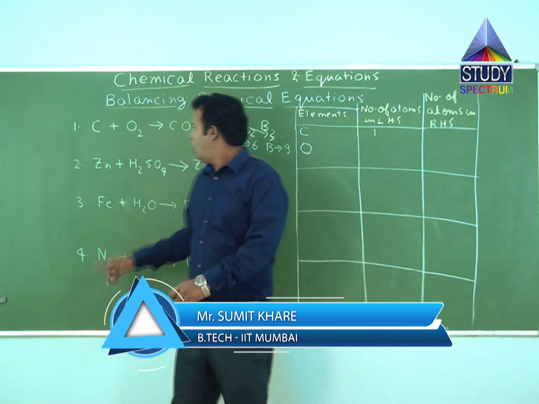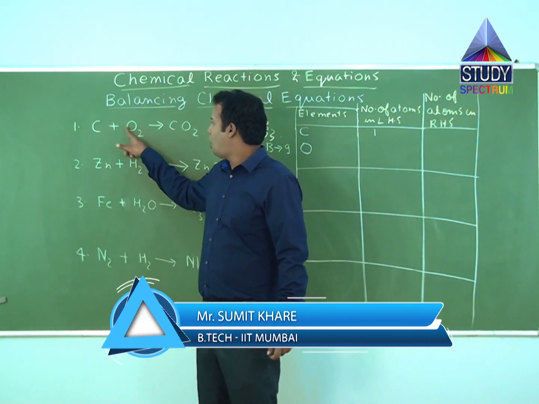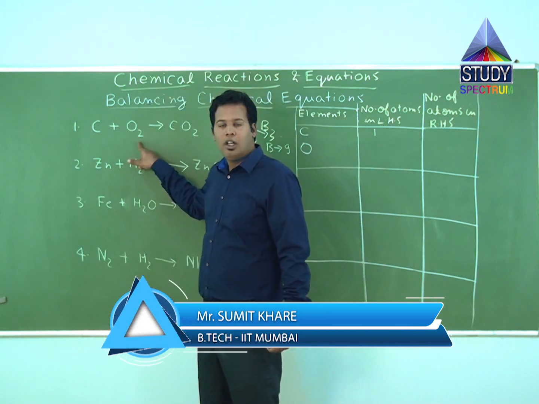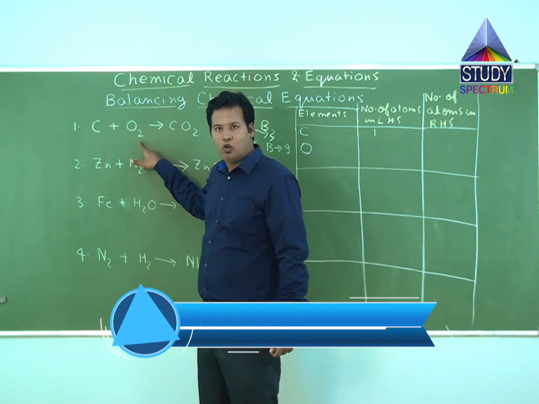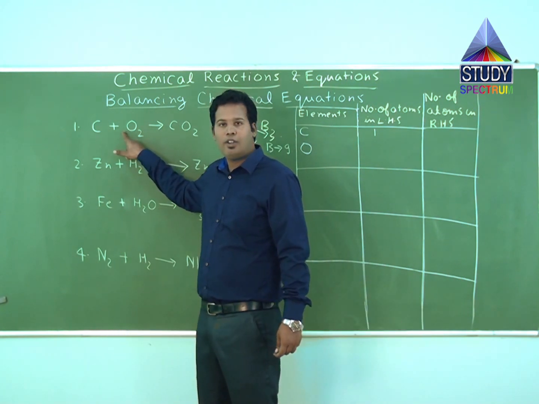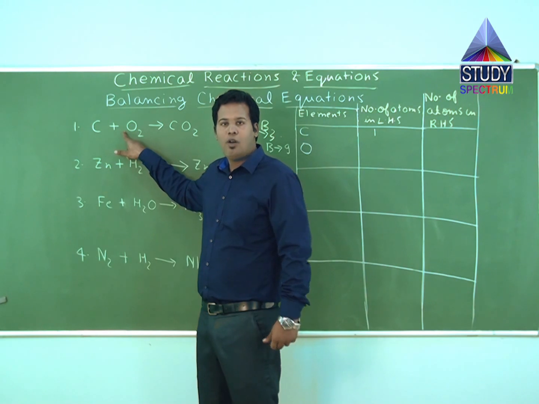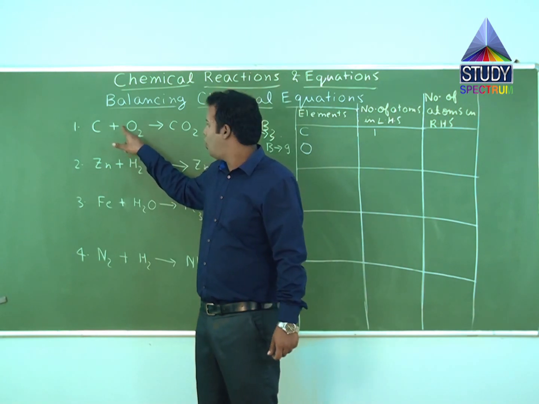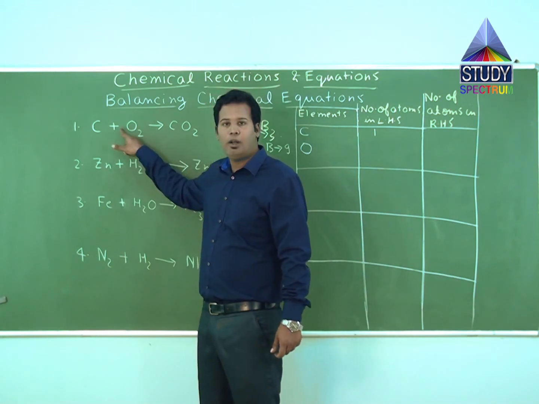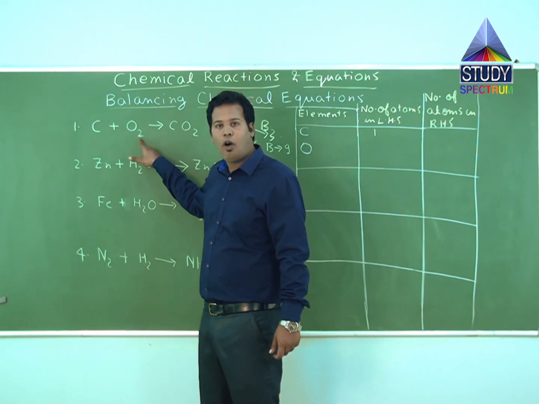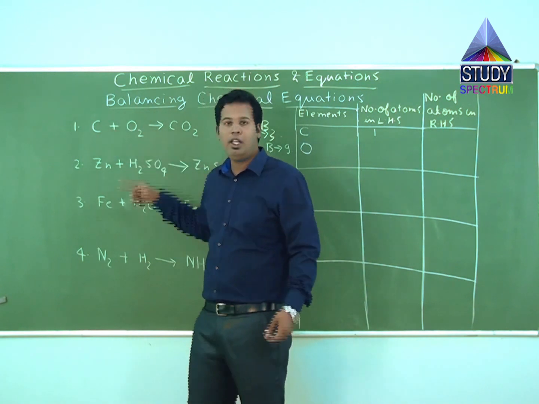Correct? Over here also, if you see oxygen, the suffix of oxygen is written as 2. Nothing has been written as the coefficient of O2. It means the coefficient of O2 is 1. So the coefficient is 1, the suffix is 2. If you multiply 1 into 2, the number of oxygen atoms on the left hand side will be 2.